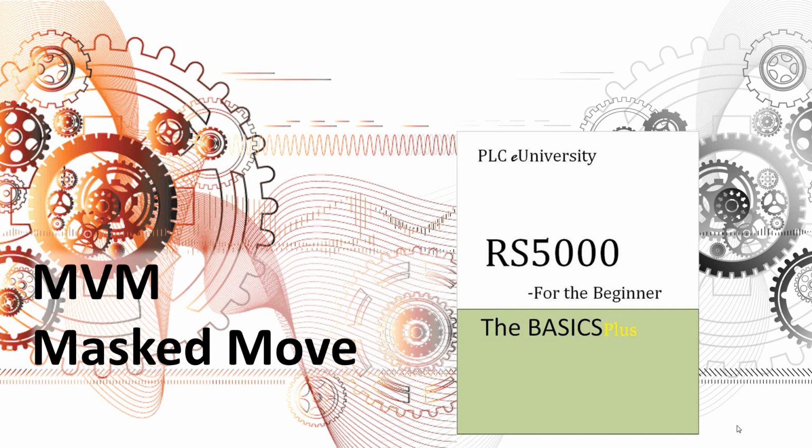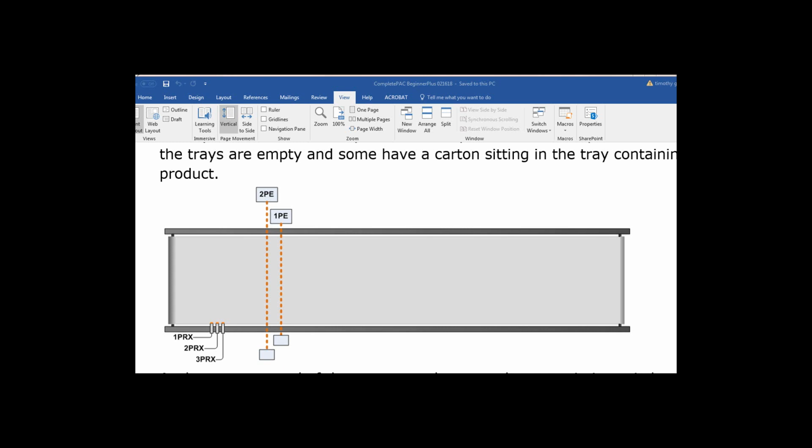And there are certain things that are hidden from you that take place inside of the instruction. They're part of the instruction, but you can't see them taking place, such as the masked result. In this next lab, for the mask move or move with mask instruction, we have a conveyor.